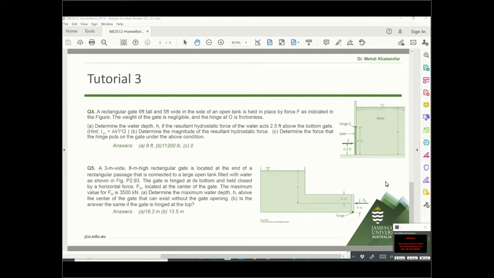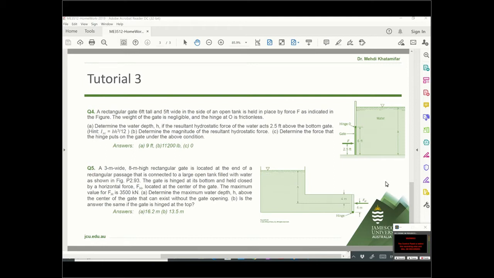We know the position and the maximum value of Fh is given. So we know the position and magnitude of the force which keeps this gate closed. We have the pressure of the water from this side and the force from the other side to keep the gate closed. Determine the maximum water depth H above the center of the gate that can exist without the gate opening.